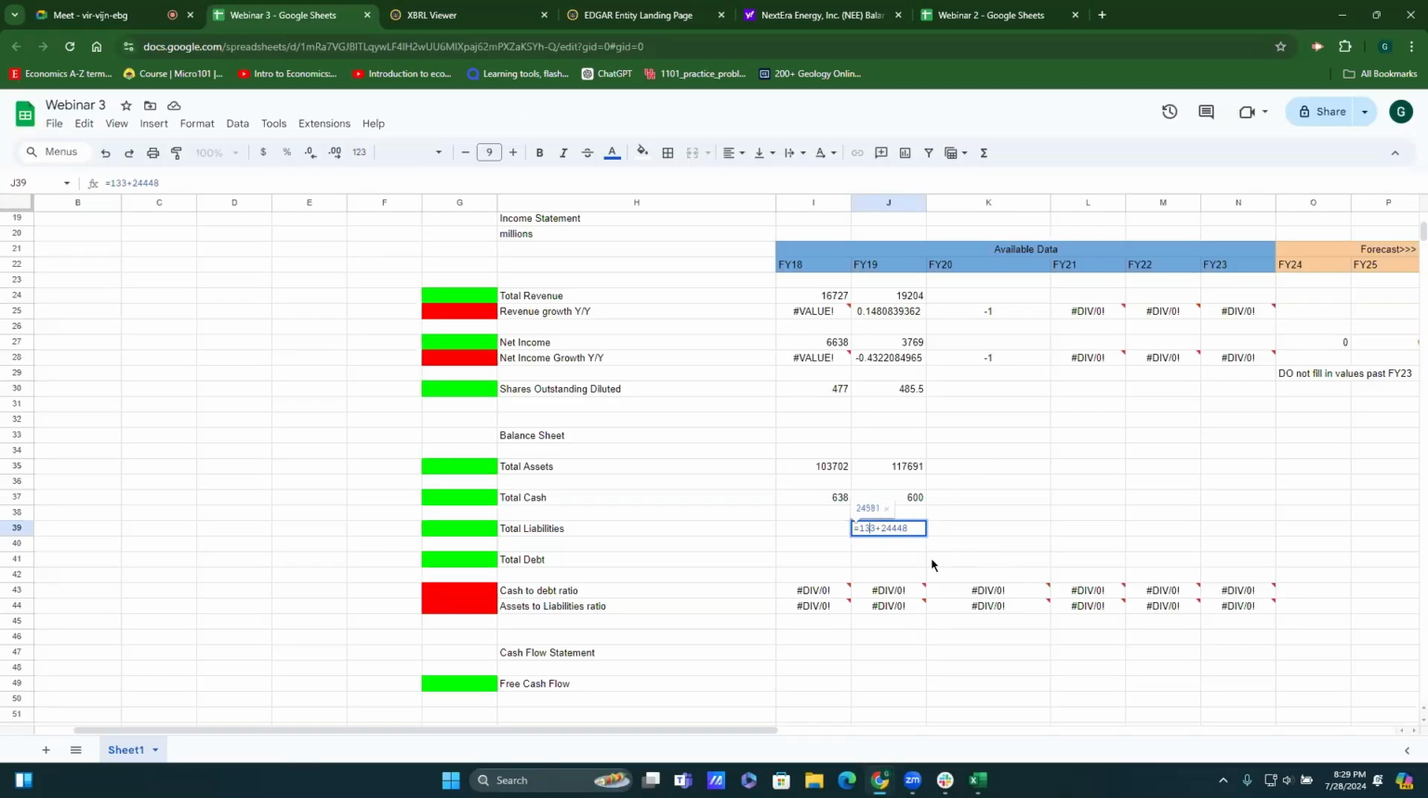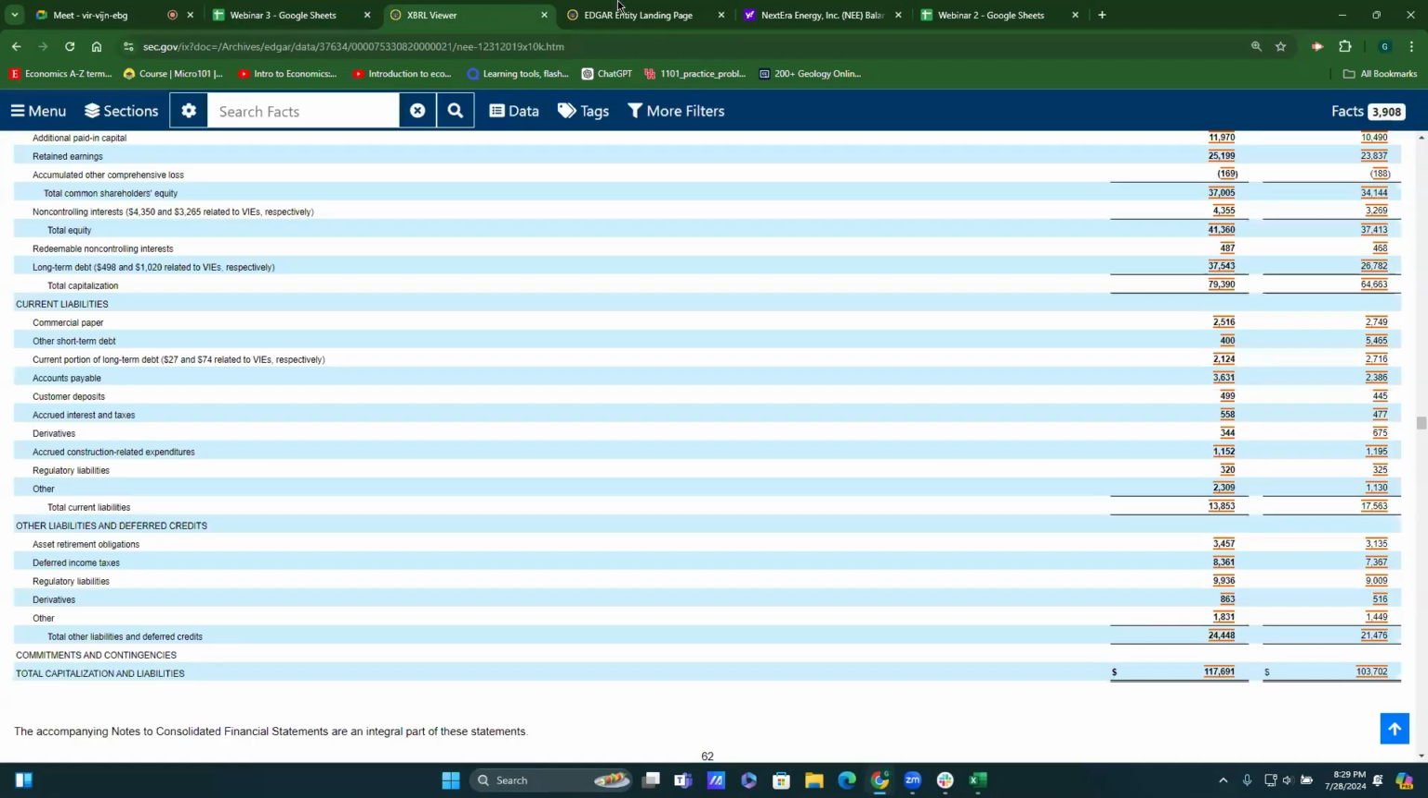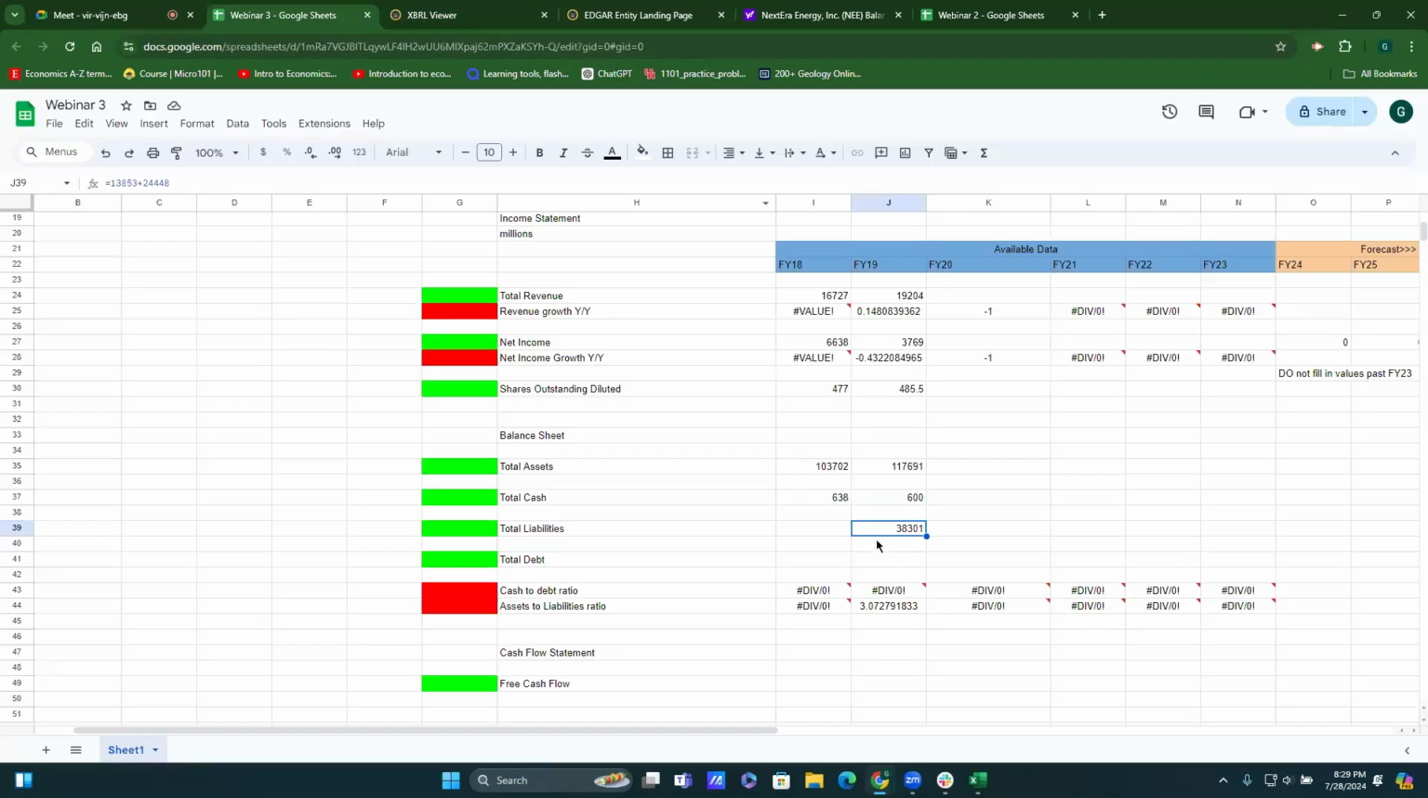It's a little hard to do this while I'm talking, but that's okay. So from there we just got fiscal year 19. We got their total liabilities, right? I had to look around a little bit, but after looking at this, I found that they report current liabilities right here, and they report other liabilities. So I added those two together, and that's my total liabilities, right?